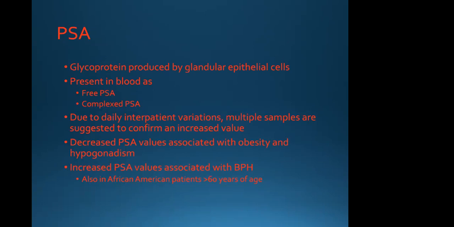PSA values will fluctuate daily. And so typically what we're going to want is, if we see an increase, so we're above that 4, let's just use the non-age related. So if I go in and I give blood and my PSA is above 4, then typically what's going to happen is they're going to want to repeat this, okay?